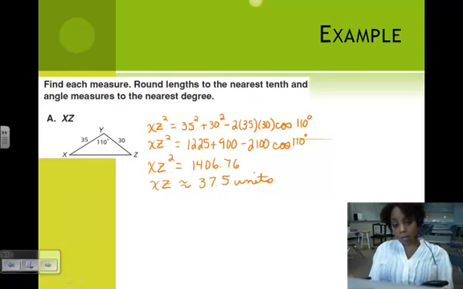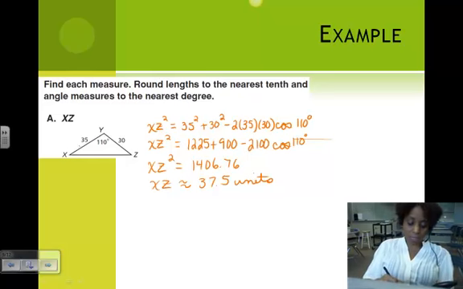So we just used the law of cosines to find the missing side. Now, how did I know if I wanted to find XZ? I had to use the angle that was across from it. And again, this was a side-angle-side scenario. Let's try one more.